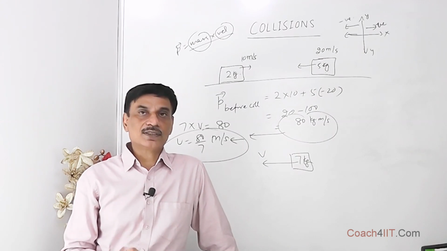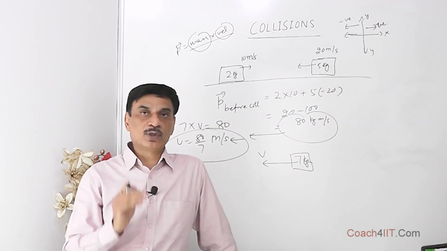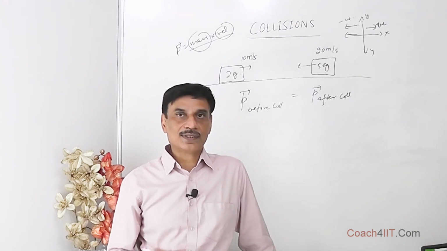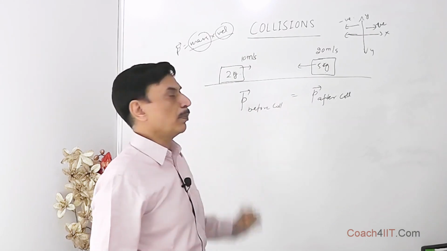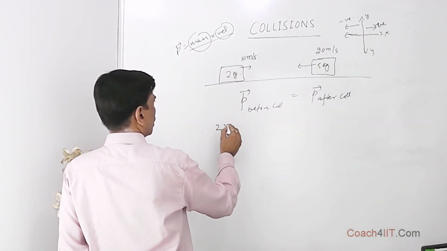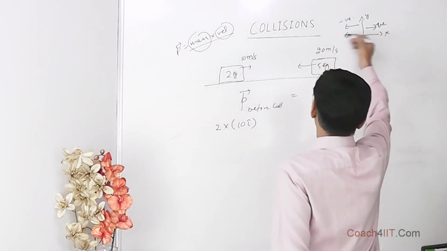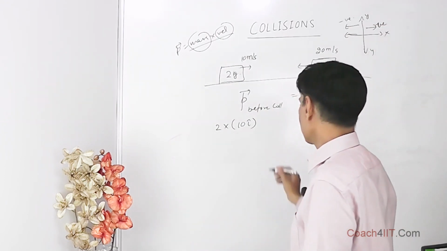We have taken this as a perfectly inelastic collision, a perfectly plastic collision, that is, when both the bodies stick together after the collision. If you are comfortable with vectors, let's use the simple application of vectors. Momentum before collision is equal to momentum after collision. Momentum before collision is 2 into 10 i cap. This way is i cap, this way minus i cap, this way j cap, this way minus j cap. This is how we know the vectors.